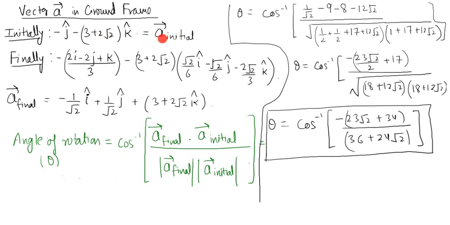Now this A initial and A final, both of them are perpendicular to axis of rotation. Now I can easily find angle of rotation using this formula. So I have two vectors and I have to find angle between these two vectors. So the formula is angle of rotation equal to cos inverse of A final dot A initial divided by mod of A final into mod of A initial. So using this, I can do all these calculations, and finally the answer is coming out to be theta equal to cos inverse of minus 23 root 2 plus 34 upon 36 plus 24 root 2.